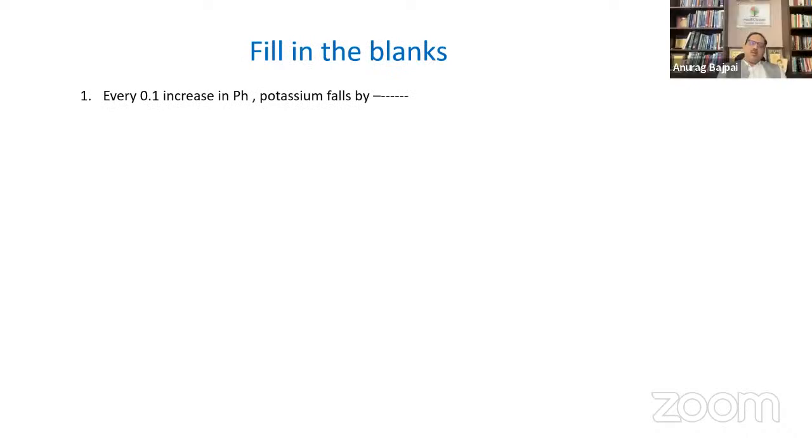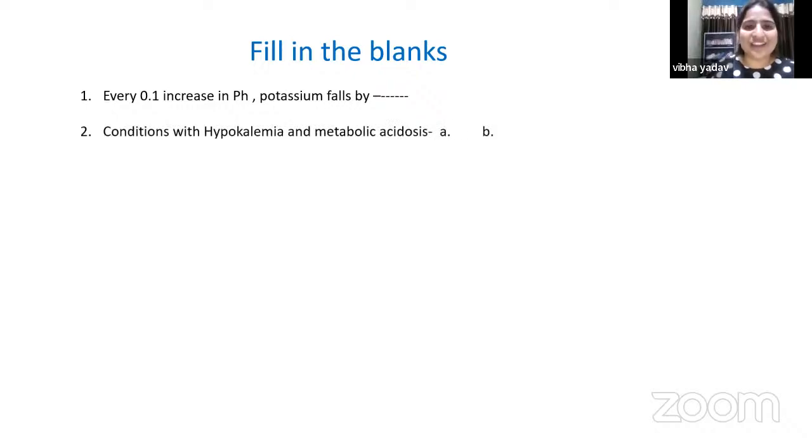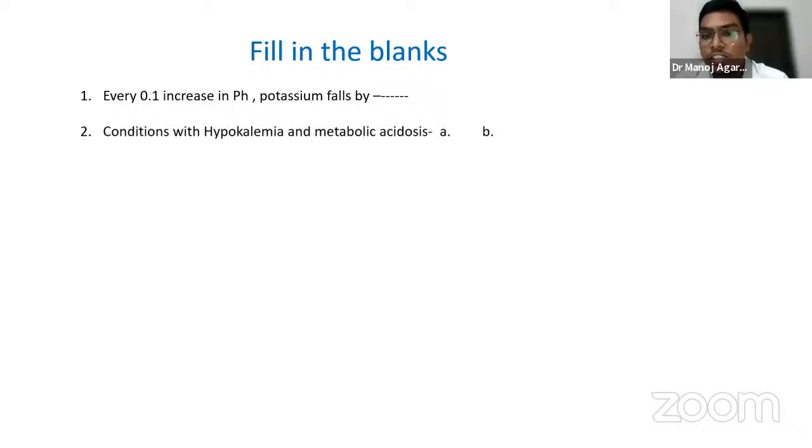It is going to be very quick. We will see who answers first. This is more like a fastest finger first, so those who put the numbers first, we'll stop there. So first question, you can start asking one by one. Every 0.1 increase in pH, potassium falls by? Yes, so you have to give the number. Has answered. How much? Okay, next. Rajiv Das has answered.